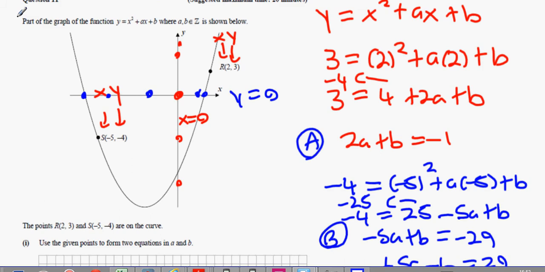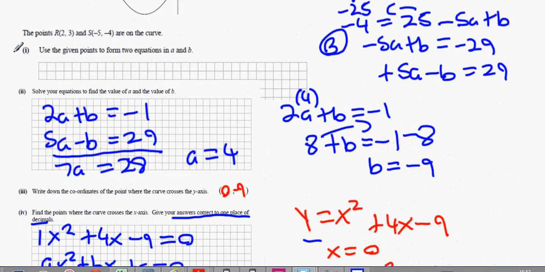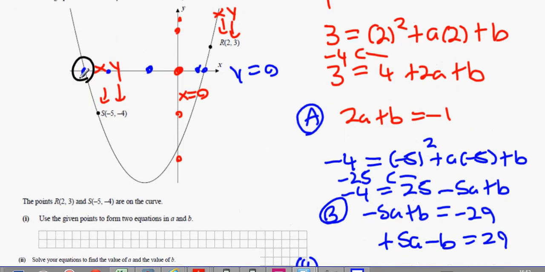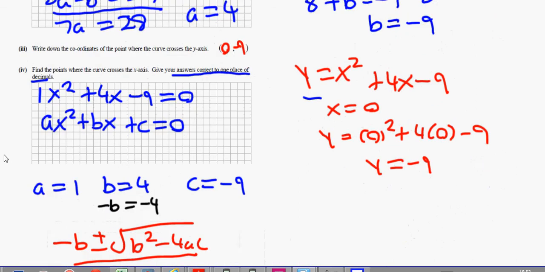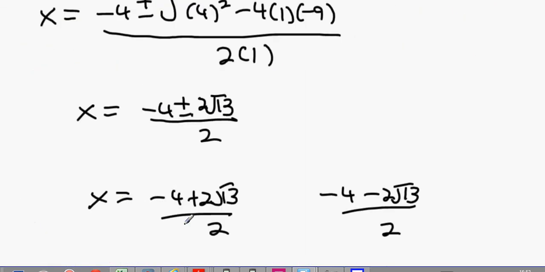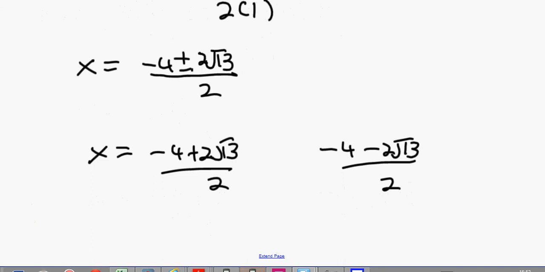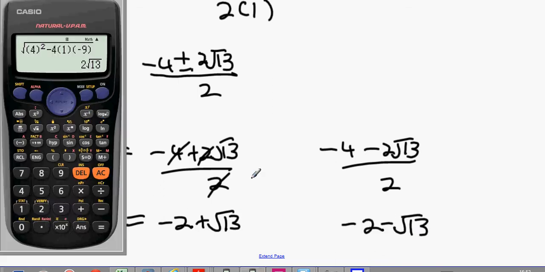Now once again, this time x is a negative number because it's left of the y-axis, and it's a positive number because it's to the right of the y-axis. So we're going to get two numbers and both answers count. Okay? So I'm just going to put them both into the calculator. Now before we could do this, we could also divide these by 2. And we might get minus 2 plus root 13 and minus 2 minus root 13. But why risk not knowing it? You can always use the calculator.